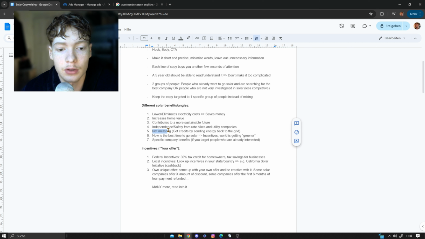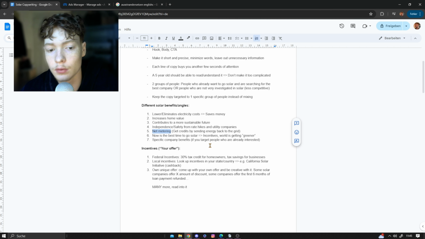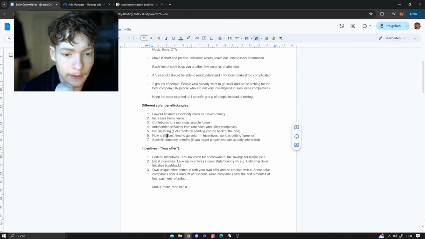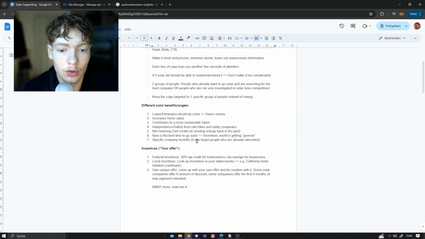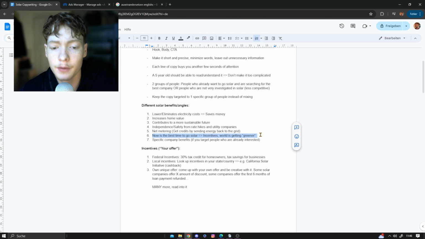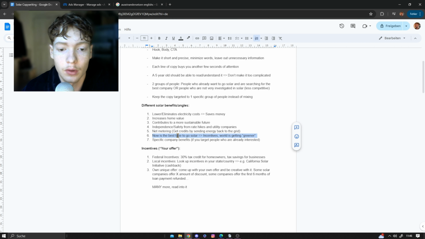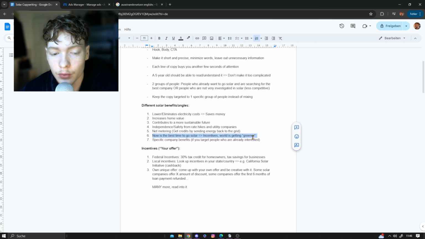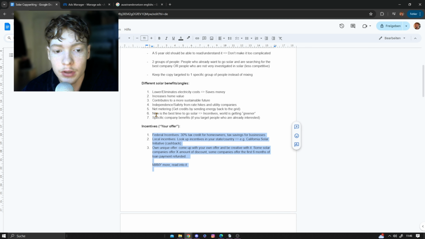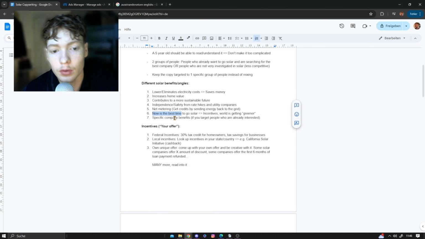And I think net metering is not in every state or country, but if it's in your country, you can make use of this and say, hey, where you live, you can do this, and this is extremely good. So next thing, now is the best time to go solar. You will benefit from the incentives when you go solar right now. The world is getting greener, so your state supports you when you go solar, and therefore you get those incentives, but you only get them right now. So this is another benefit if you go solar right now.